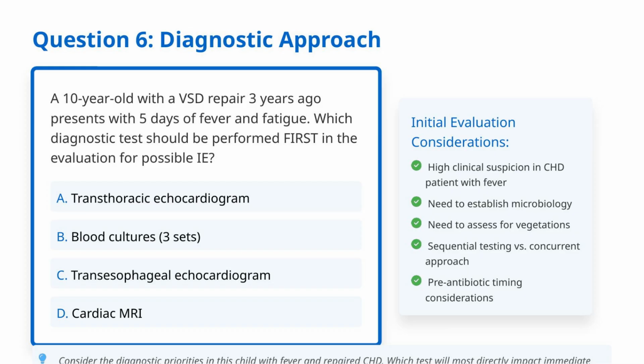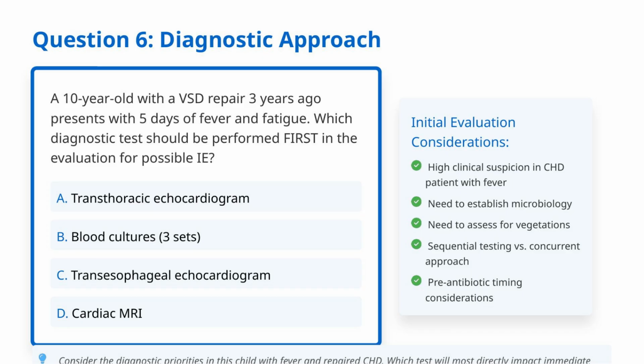Question 6. A 10-year-old with a ventricular septal defect repair 2 years ago presents with 5 days of fever and fatigue. Which diagnostic test should be performed first in the evaluation for possible infective endocarditis? The options are A. Transthoracic echocardiogram, B. Blood cultures, 3 sets, C. Transesophageal echocardiogram, or D. Cardiac MRI. As you consider this question, think about the diagnostic priorities in this child with fever and repaired congenital heart disease.